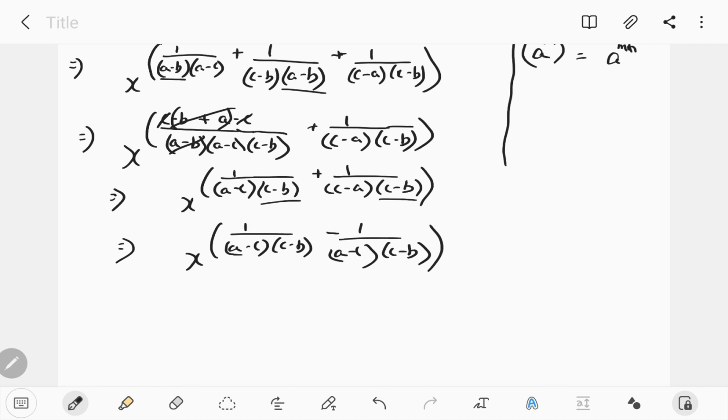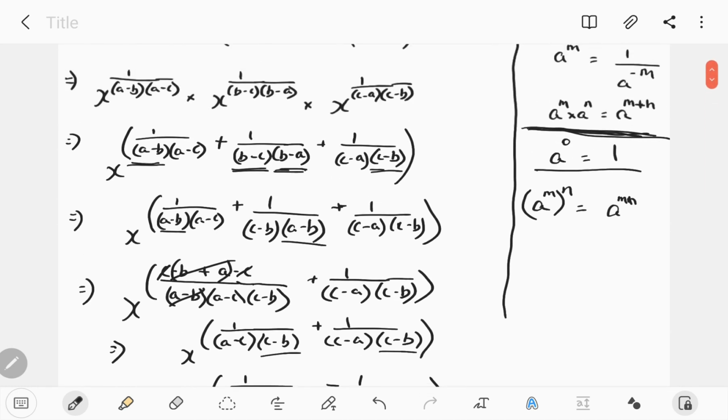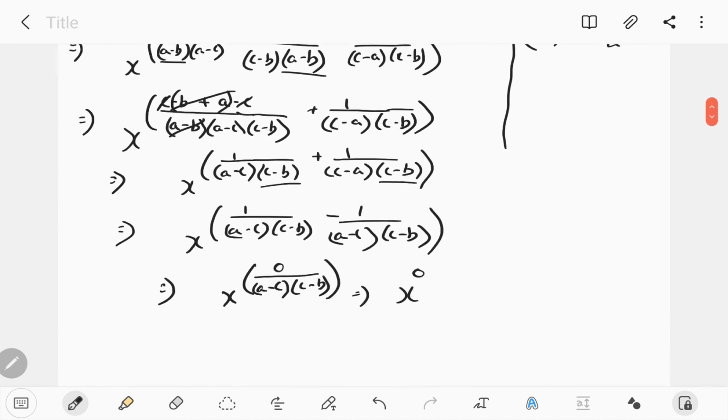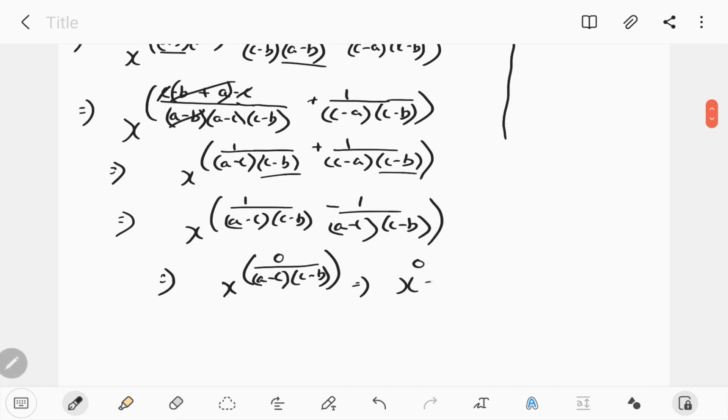Here 1, here minus 1. I can simply add up the numerators. I'll be getting 0 by a minus c into c minus b, which is nothing but 0, x power 0. And as we have seen above, anything raised to the power of 0 will give me 1. The answer here also is 1. Okay, the answer for this sum is also 1.